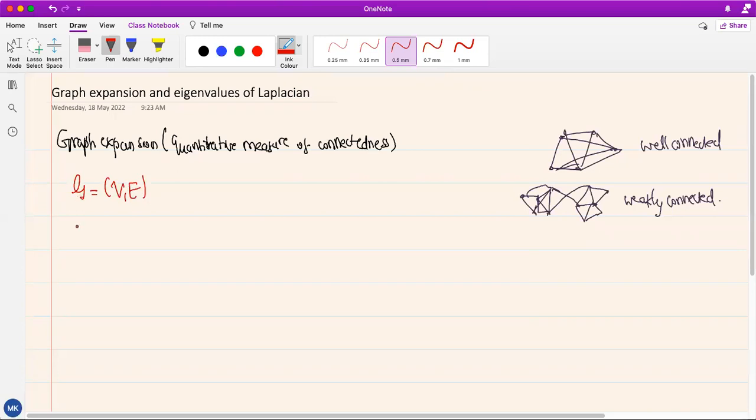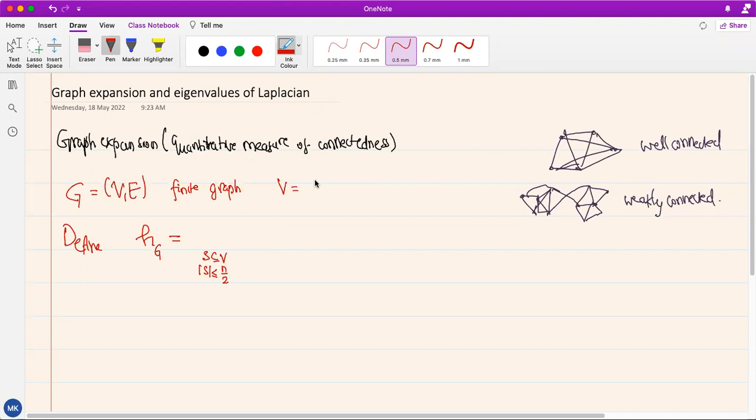I don't know if I use script G or capital G, whatever. This is our finite graph. So we define the expansion coefficient H sub G. It is defined for the graph. H sub G is the following. You take any subset of vertices with cardinality less than or equal to n by 2.